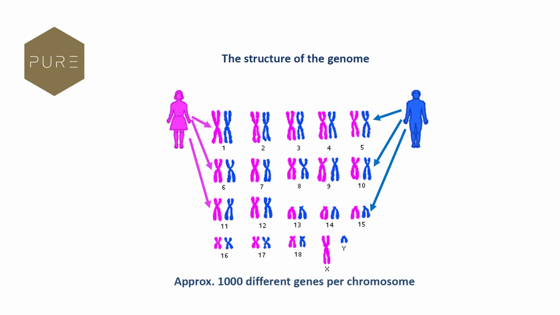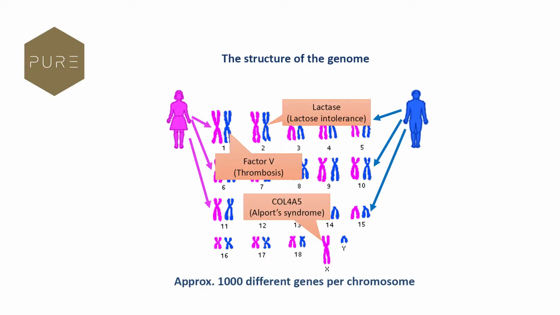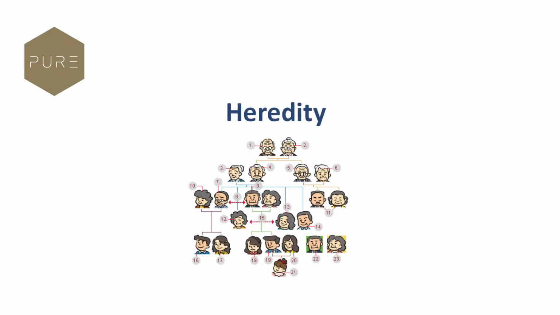As I said, 1,000 different genes per chromosome. And for example, the lactase gene for lactose intolerance sits on chromosome number 2. The factor V gene for thrombosis sits on chromosome number 1. And one example that I've made in the other chapter, COL4A5, sits on the X chromosome. So different locations for different genes. And now let's look at heredity.